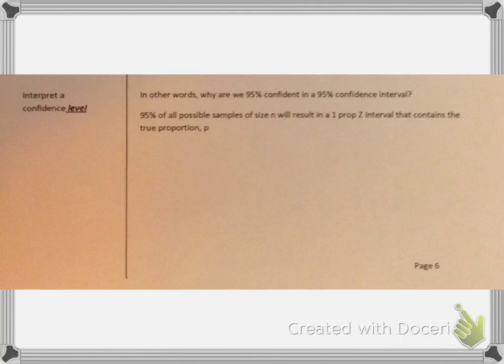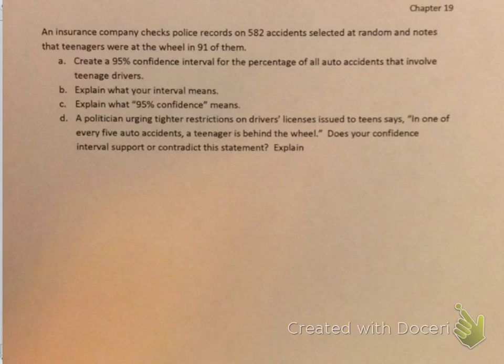Okay, so interpreting confidence level, I'm going to spend a lot more time with this with you guys. So why are we 95% confident? Well, 95% of all possible samples will result in the one prop z int that contains the true proportion. So it is not that basic of a concept. And like I said, this is going to be something that we spend more time talking about.